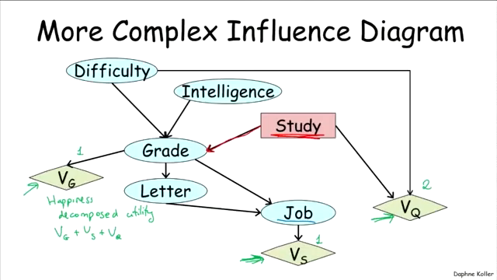So this is a decomposition of a function, in this case the utility function, into factors in exactly the same way that we, for example, like to decompose a probability distribution as a product of factors.